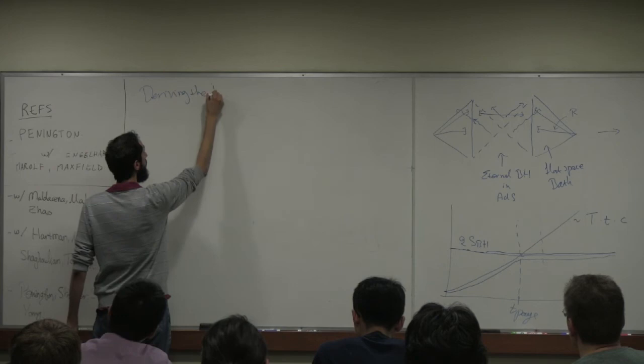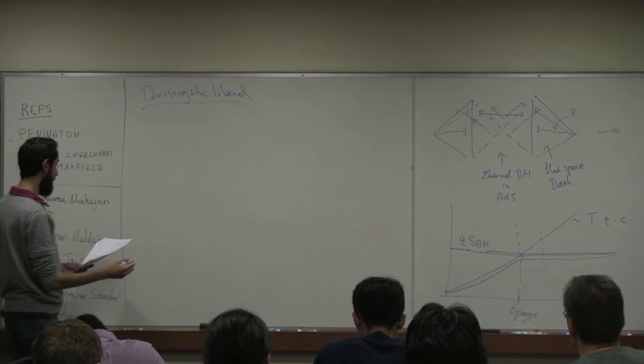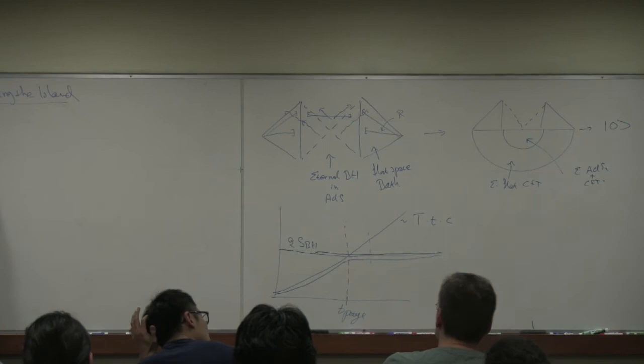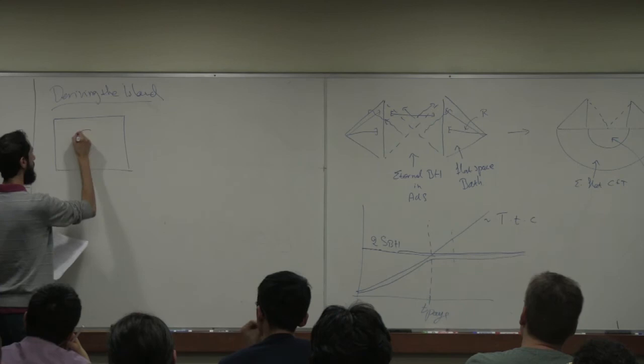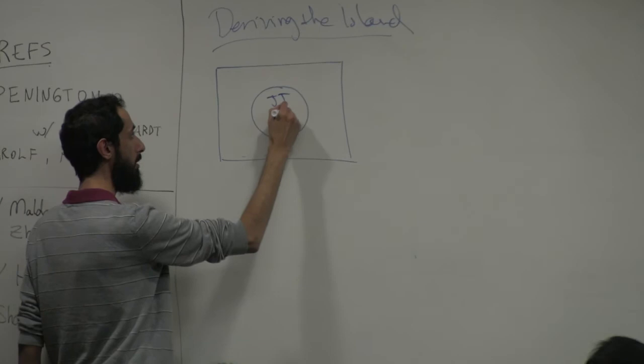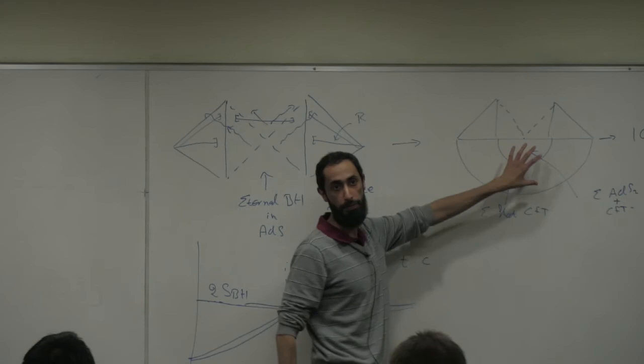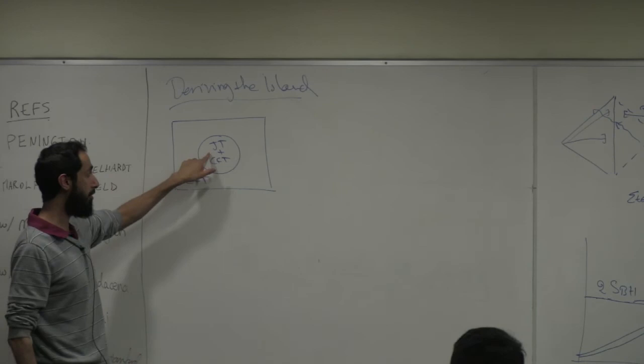Okay, so to derive the island formula, we need to first consider the full path integral that prepares this state, which I'm going to draw as a square instead of a circle. In this region here, I have JT plus CFT, and the outside region, I just have CFT. Here, the path integral that I did was just the CFT path integral on a fixed background. But here I'm thinking of the full path integral, including the gravitational path integral inside the JT region.